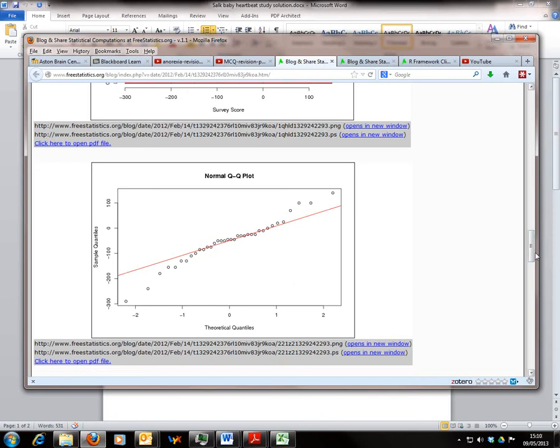So thinking about our comparison of means that we need to do for this study, we're comparing the weight gain between a group of babies that didn't hear the mother's heartbeat and a group of babies that did hear the heartbeat. We want to know if the average gain in weight is different between the two groups. That is interesting.